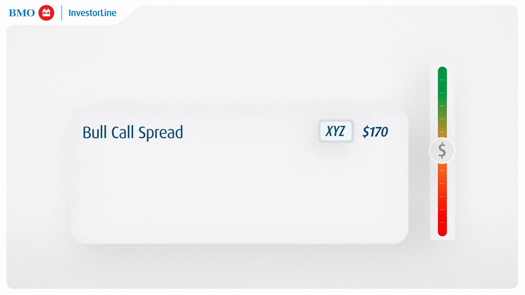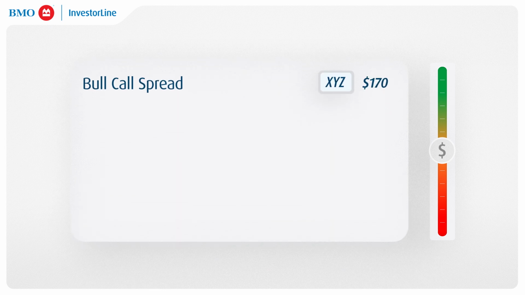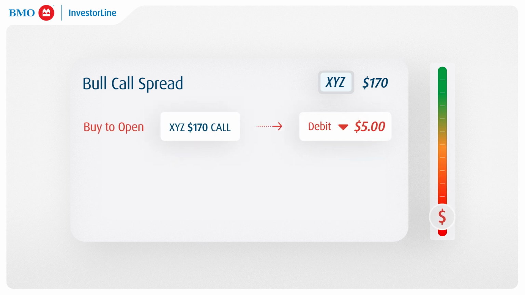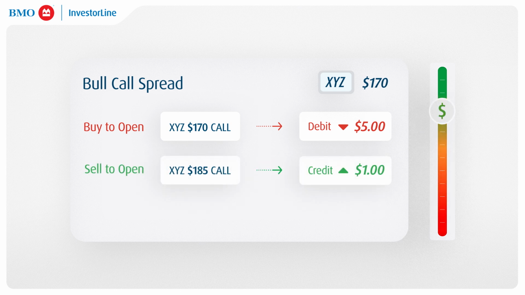Next, let's dive into the mechanics of constructing a bull call spread and a bear put spread using XYZ as our example, with a current price of $170. To create a bull call spread, which is optimal in a rising bullish market, you might consider buying a call option with a strike price at the current price of $170 for a $5 premium, and simultaneously selling a call option with a higher strike price at $185 for a $1 premium, with the same expiration date. This results in a net debit of $4. That would be the maximum risk.